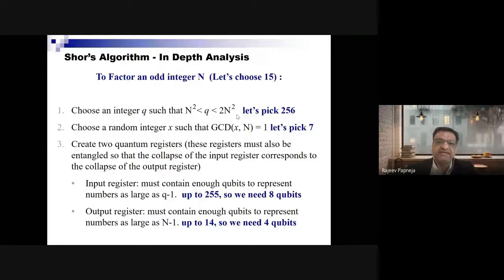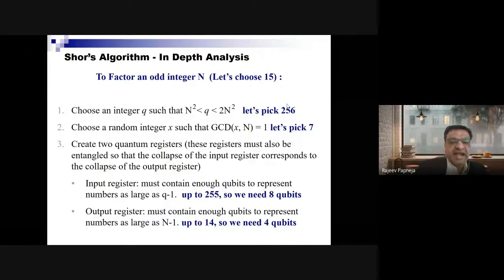So n is 15, remember, n square is 225. So we need to pick a number q which is greater than n square, 225, and less than 2n square. What is 2n square? That is 225 times 2, 450. It should be less than 450. So let's pick an example, 256, which is between 225 and 450.